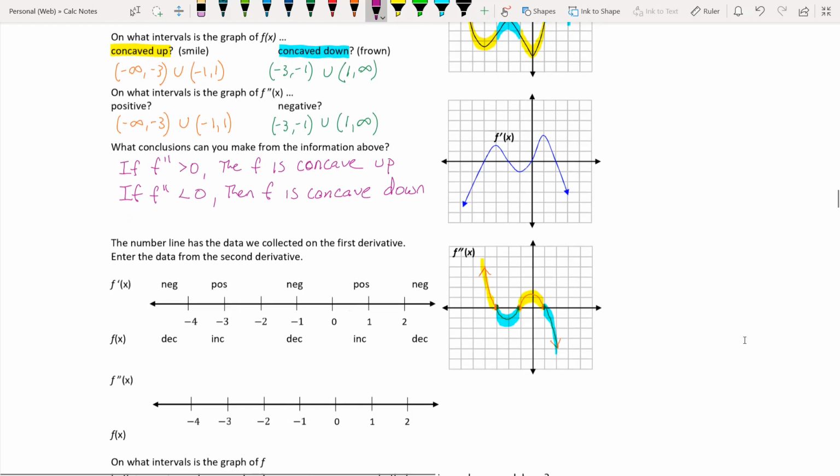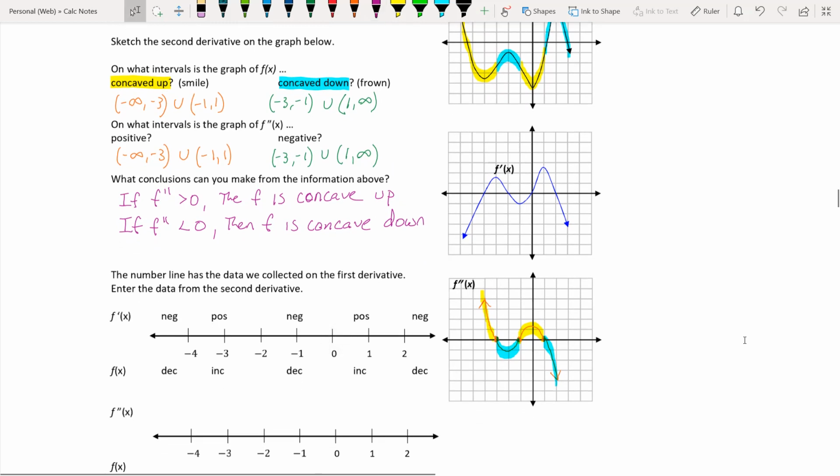Okay. Now, if you take a look at the table down here, it says that the number line has data we collected on the first derivative. So if you'll notice the number line here, I'm going to make some marks on here as well. It says that f prime is negative from negative infinity to negative 4. So if you go look at the graph of f prime, it's definitely negative from negative infinity all the way up to negative 4, and you can see that mark on the graph right there at negative 4.